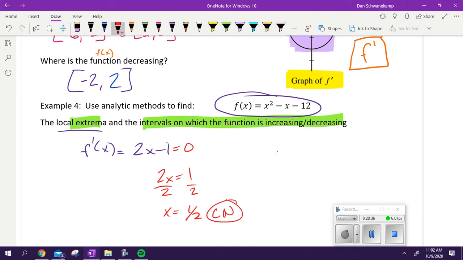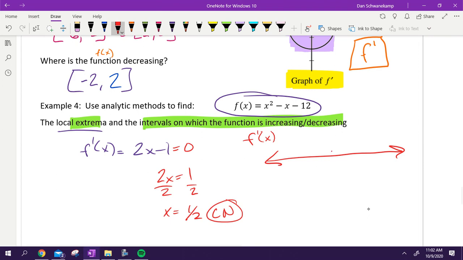So sign chart it. F prime. What's the only thing that's going on in this sign chart? 1/2 is the only thing I got. There's no other critical numbers. There's no endpoints. Pick a number bigger than 1/2, like a bajillion. If I plug in a bajillion here, is it going to be positive or negative? Positive. If I plug in negative bajillion, is it going to be positive or negative? Negative. You can pick whatever you want. 0 might be easier, but I just like getting crazy. Here we go. 1/2.